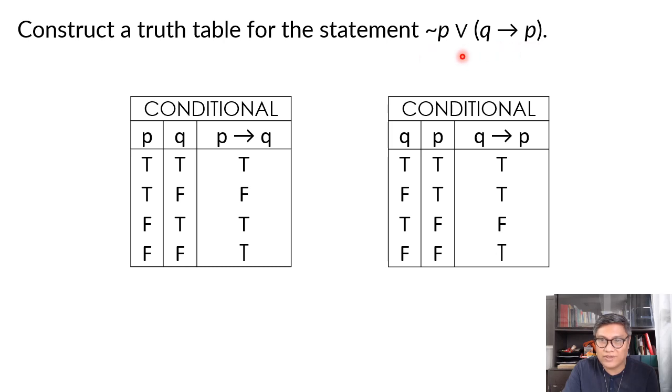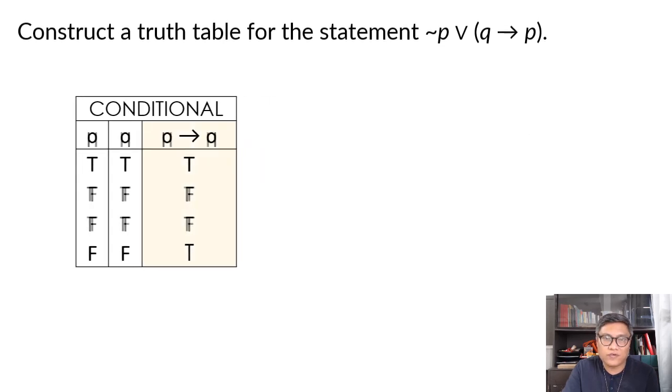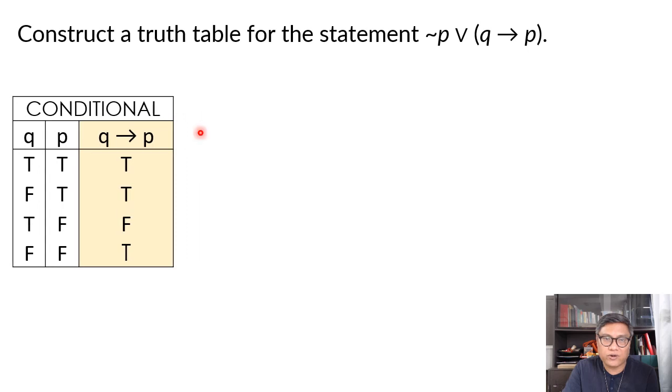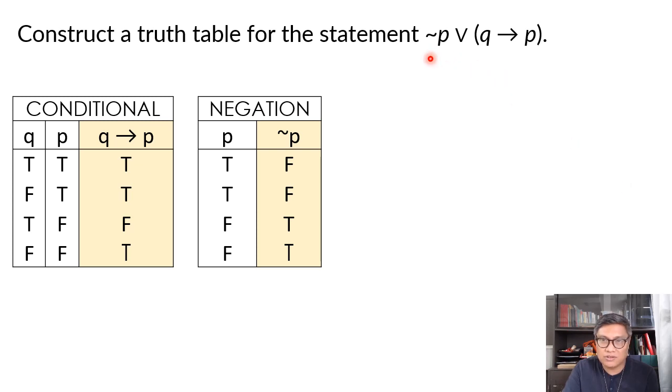But we don't have yet the whole compound statement. So we have to carry this one to the next step. Of course, we already finished this one, so this will wait. Then we create another table for the negation of P. If this is now our P in the original, by negating it, it becomes false, false, true, true. Okay, so we have this one.